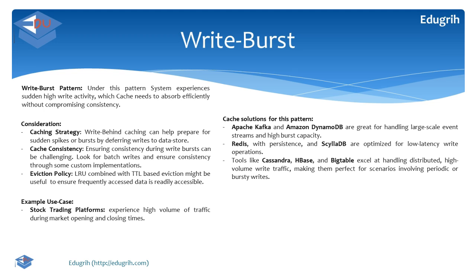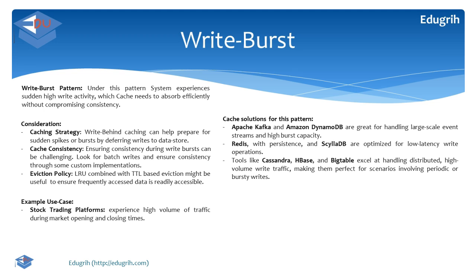Write burst pattern. Under this pattern, the system experiences sudden high write activity, which the cache needs to absorb efficiently without compromising consistency. Some of the considerations: caching strategy. Write behind caching can help prepare for sudden spikes. Write behind, why? Because the data is first written into the memory of the cache, and then there's a background job or process which takes care of synchronizing that particular data record into the data store.